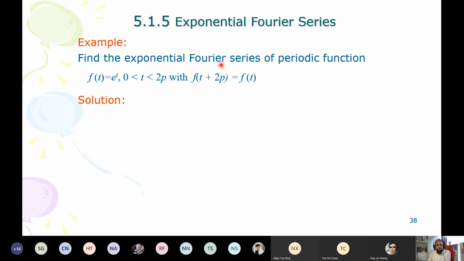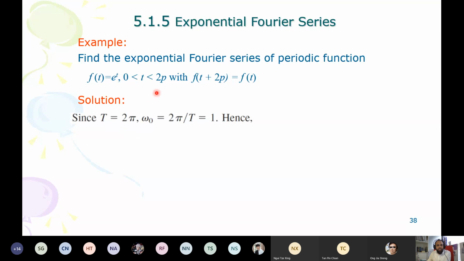Find the exponential Fourier series of the periodic function f(t) equals e to the power t between 0 and 2 pi. 2 pi is the period, so this means after every 2 pi the function is repeated. Okay, so it's periodic. One thing to remember is that we find the Fourier series of a periodic function. This is the first thing that we start with.